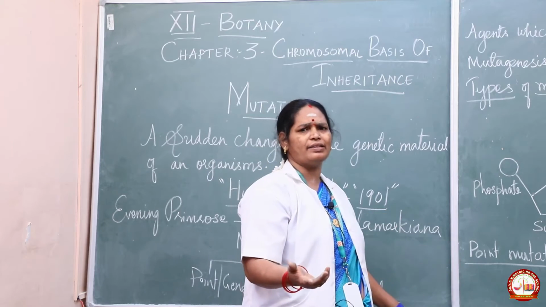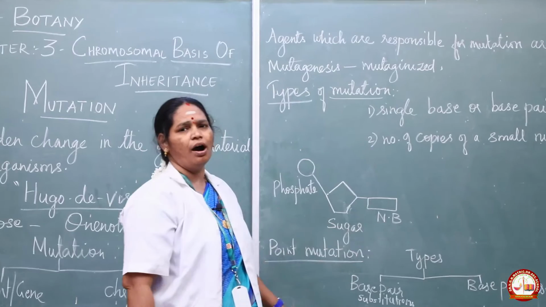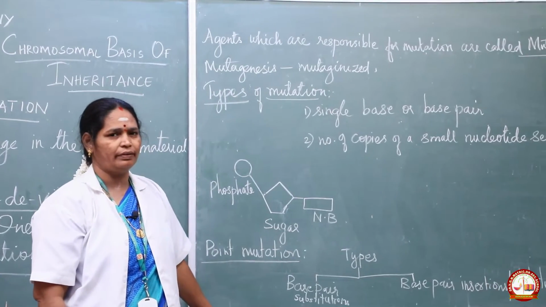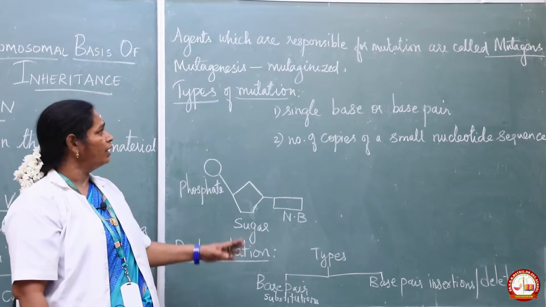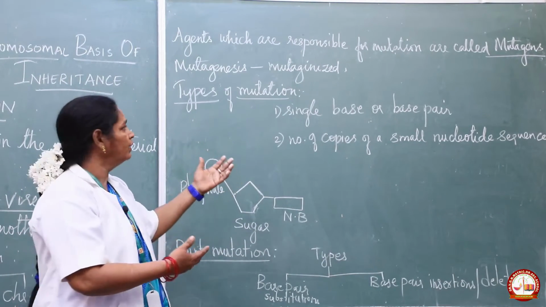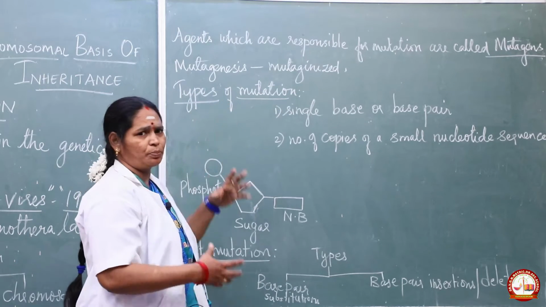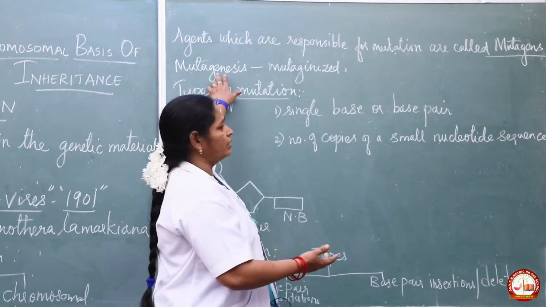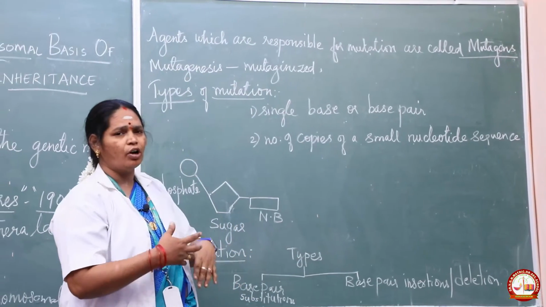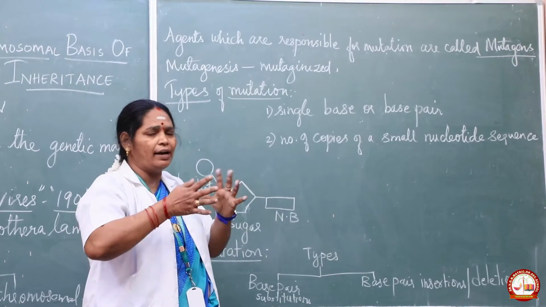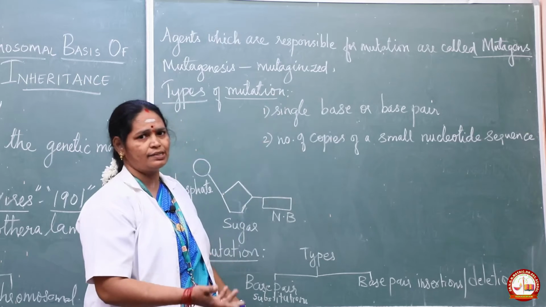Let me explain the agents. What are agents? The agents which are responsible for mutation are referred to as mutagens. When an organism is exposed to some mutagen, we call that mutagenesis.